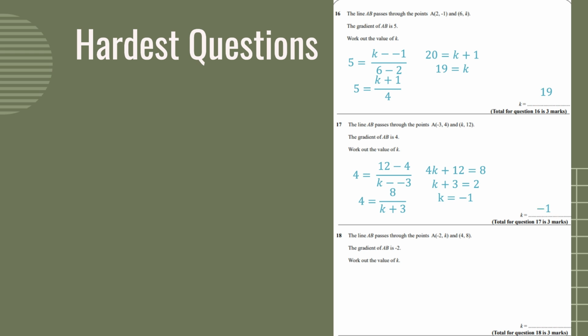In our third question, the line AB passes through the point A, which is (-2, k), and then point B, which is (4, 8). The gradient of AB is minus 2. Work out the value of k.